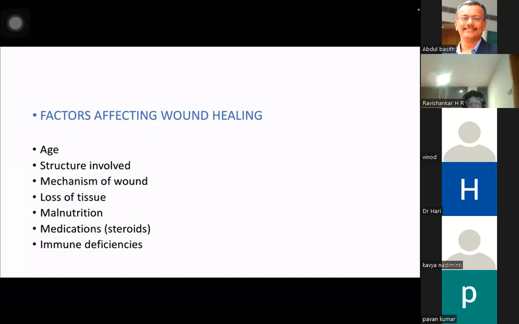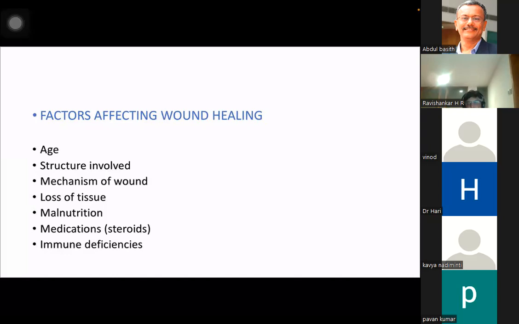Zinc, copper, iron, and vitamin, which vitamin? Vitamin C. Okay, how does vitamin C help there? It is a cofactor. For collagen to be synthesized, hydroxylation is required of lysine and proline, which is done by both iron and vitamin C. So any deficiency in this will impair collagen synthesis.